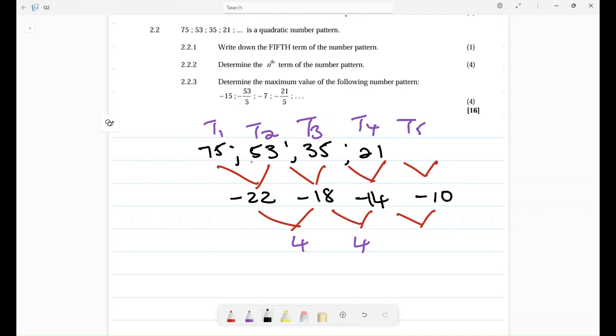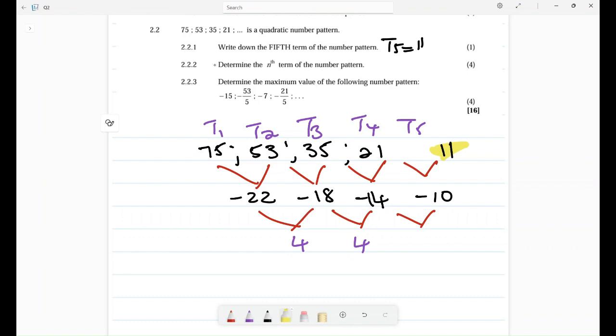Negative 10. Also here, 75 minus 22 is this. 53 minus 18 is this. 35 minus 14 is 21. 21 minus 10 should be 11. Therefore, sorry, the required answer there is 11. Therefore, we're going to say T5 is equal to 11. Just this answer, you are done.